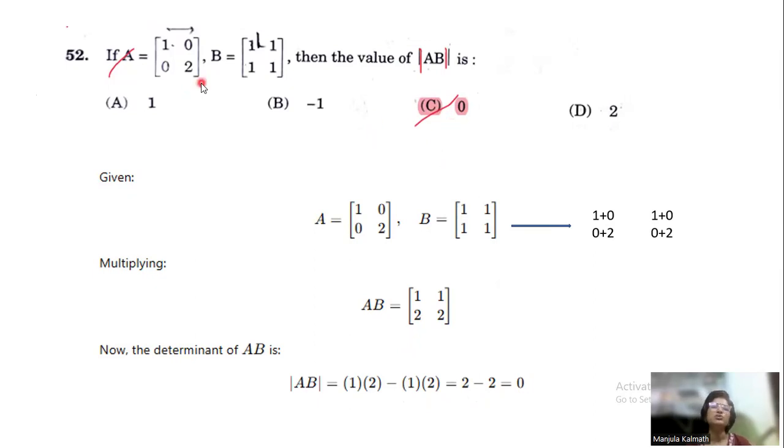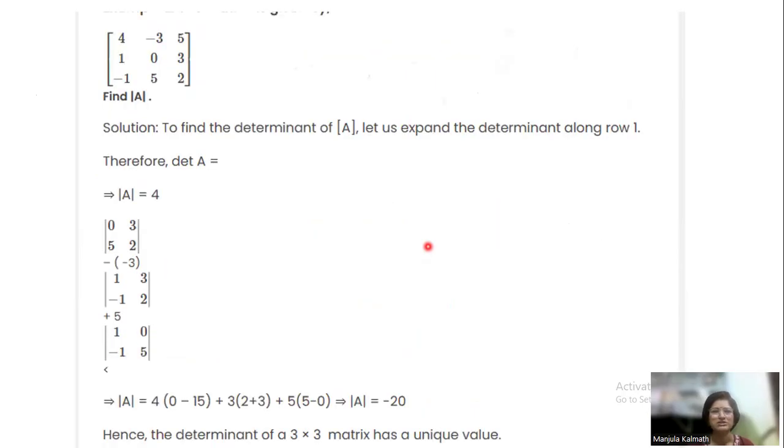Now it is given as a 2 into 2 matrix. In that we find the determinant by multiplying the primary and secondary diagonal elements and subtracting them from each other. When it is a 3 into 3 matrix, suppose the matrix A is given as a 3 into 3 matrix, in this you need to find the determinant value. So how to find that? Here we have 4, minus 3, 5.